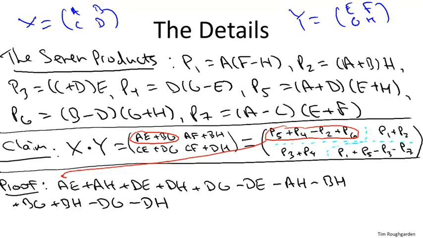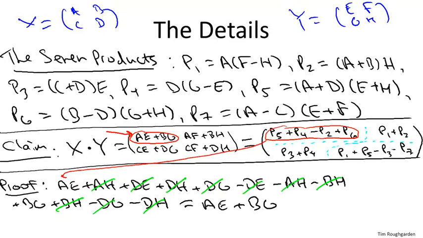Okay, so what happens next? Well, now we look for cancellations. So we cancel the AHs, we cancel the DEs, we cancel the DHs, we cancel the DGs, we cancel the BHs, and holy cow, what do we get? We get AE plus BG. That is, we get exactly what we were supposed to in the upper left block of x times y. So we just actually verified that this equation holds for the upper left block.